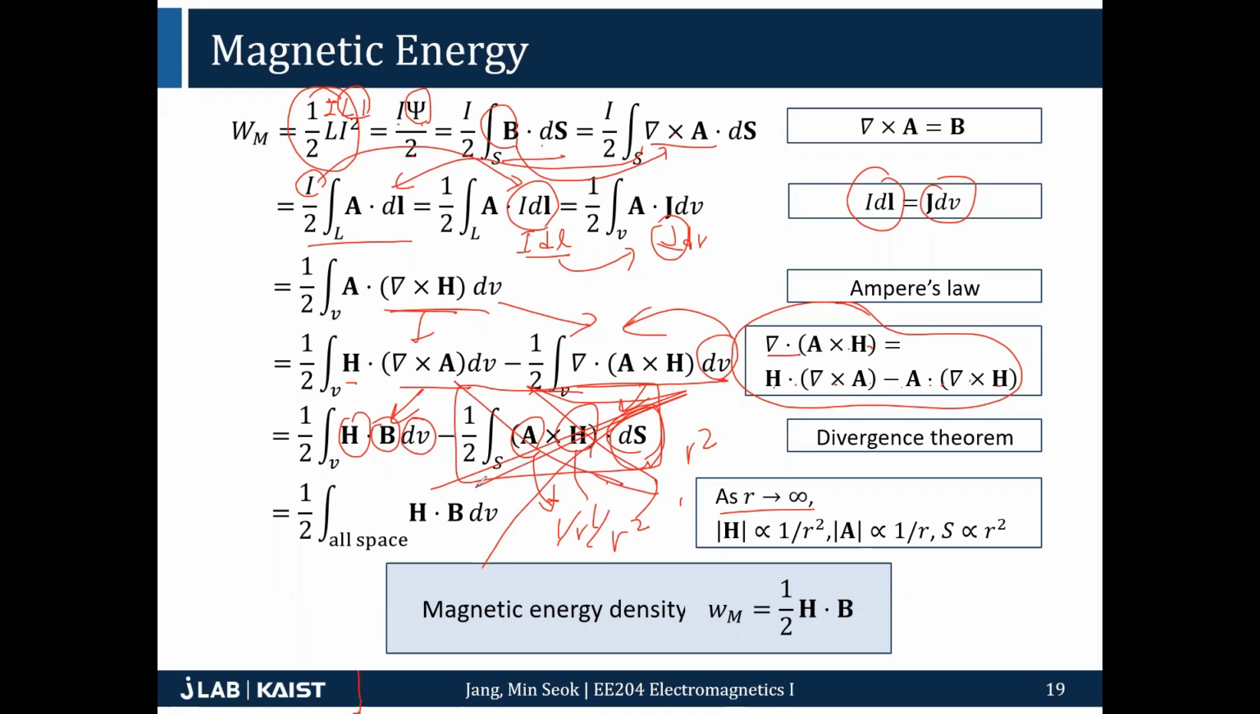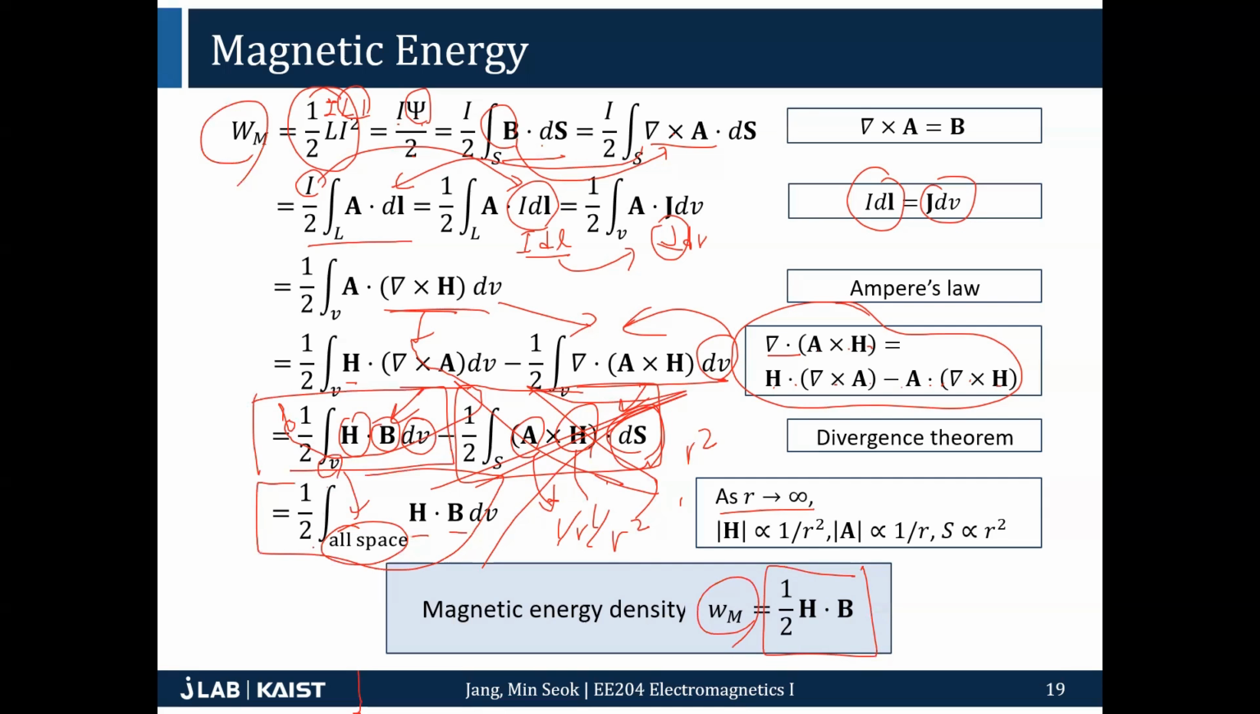This argument is basically exactly the same as what we did in our electrostatic energy calculation. So we ended up having only the volume integration, but now this volume integration becomes the entire space integration, right? And then the energy is equal to the integral of 1/2 H dot B. And in this sense, we can define 1/2 H dot B as a magnetic energy density, right?